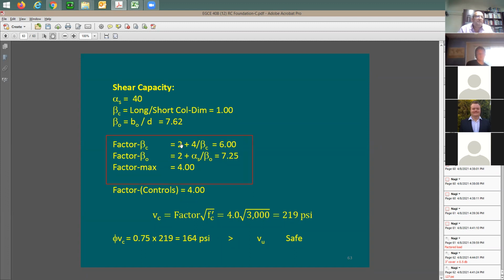First factor is gonna be based on the column aspect ratio, is gonna be equal to 2 plus 4 divided by 1, which is 6. The second one is gonna be 7.25. The third one, it says 4. The smallest of all the 3 is gonna be 4.